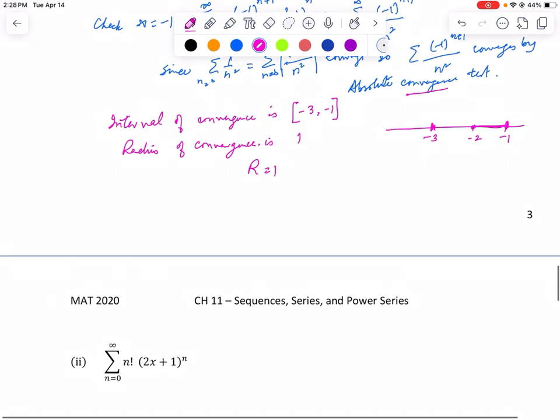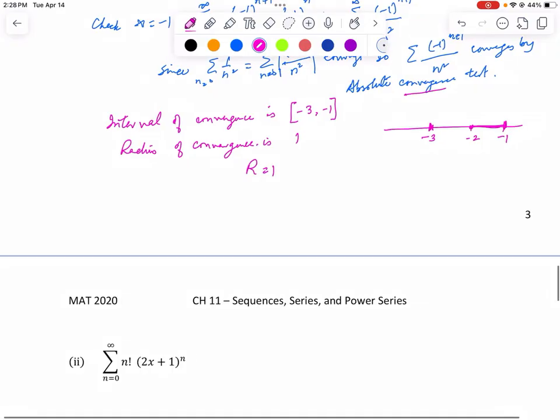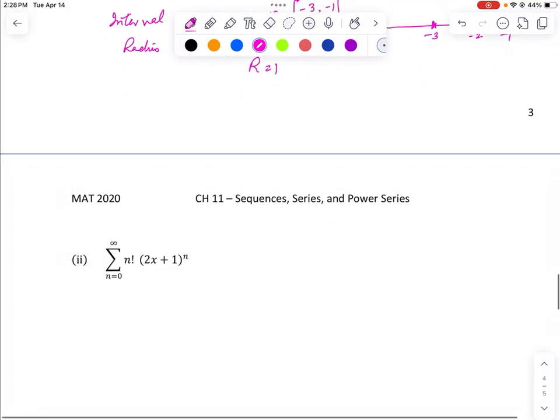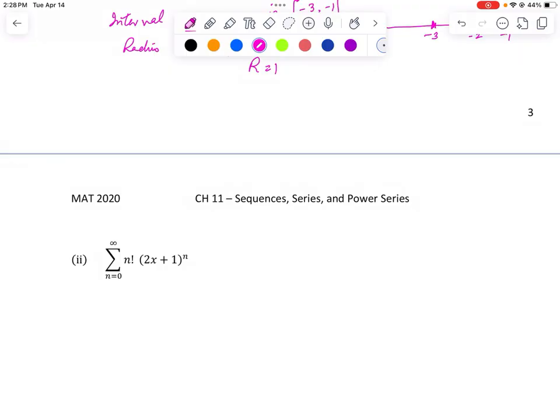In the first, we saw that we can get an interval by using our ratio test for the series, but then we have to check the endpoints. And in the first example, both endpoints were included in the interval. Let's look at this next one. So this is n factorial times 2x plus 1 raised to power n. So I will do it the same way.